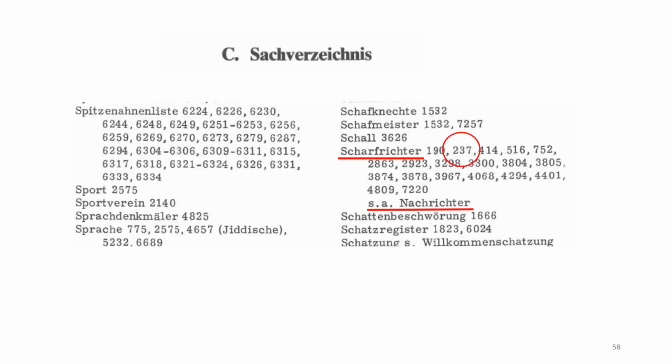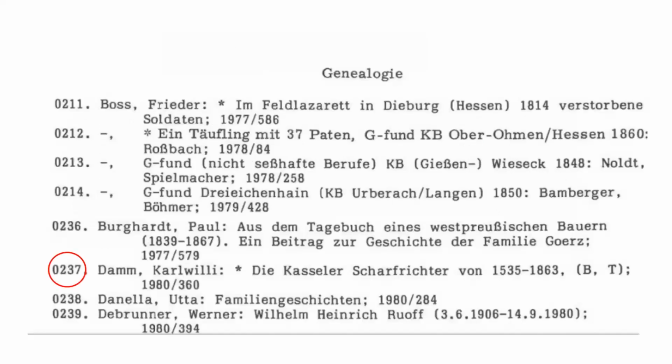One of the source numbers is 237. This is article number 237. It identifies the executioner families in the city of Kassel, Germany, from 1535 to 1863. So if you were lucky to have an ancestor that was from Kassel, and his father had the occupation of an executioner, you would be able to trace your family back from 1863 back 328 years to 1535.